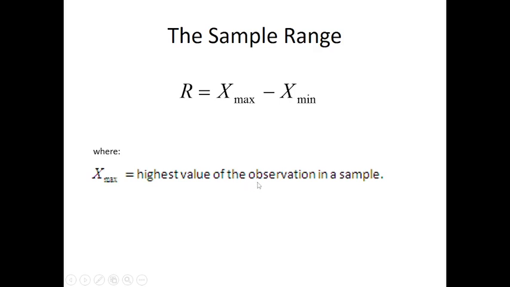Then the sample range, which is the maximum data value minus the minimum data value. Among the observations, the maximum value, minus the minimum value among the observations. So the highest value of the observation in a sample, that is x max. The lowest value of the observation in a sample, that is x min.